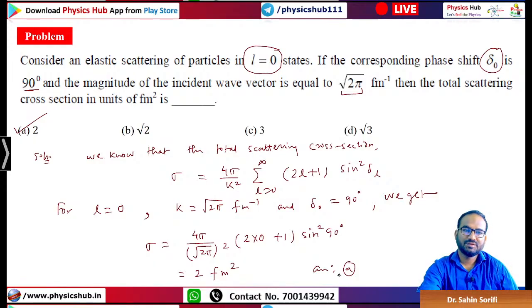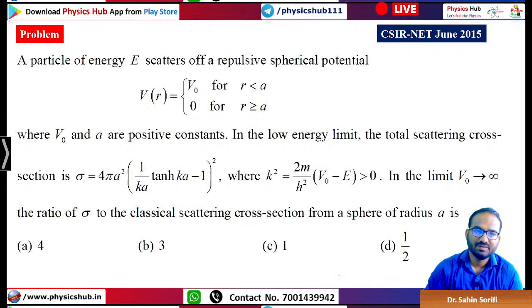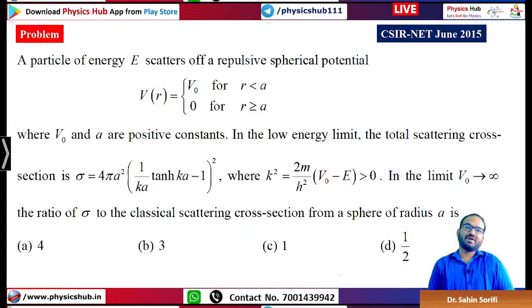One last question we will be doing for this session. This came in June 2015. A particle of energy E scatters off a repulsive spherical potential given by V of r equals V naught for r less than a, and it is 0 for r greater than or equal to a. V naught and a are positive constants. In the low energy limit, the total scattering cross section is given by this, where k square is equal to this. In the limit V naught tends to infinity, the ratio of the classical scattering cross section from a sphere of radius a is each.